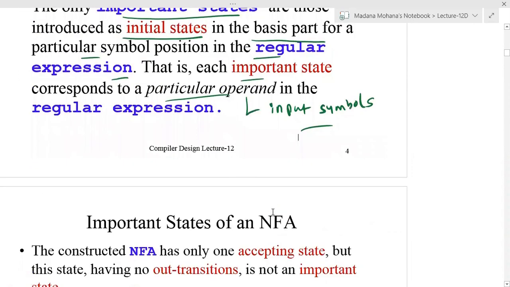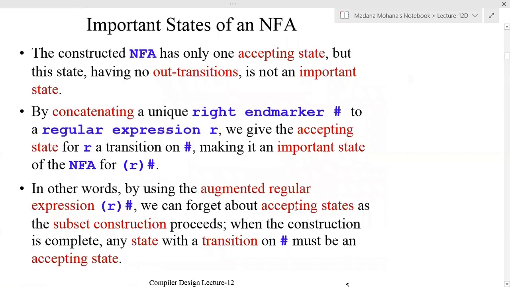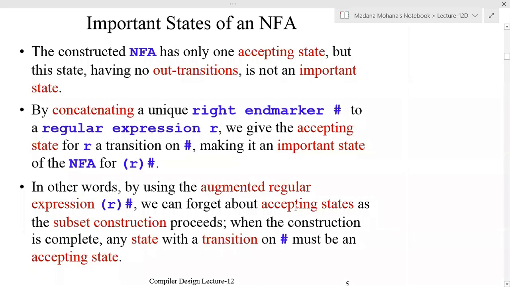The initial state and final state are, by default, important states other than these. Wherever input symbols are labeled, those input symbols are from the regular expression. The constructed NFA has only one accepting state, but it is a state having no out transition. So any final state is the end state, with no outgoing transitions generally. That's why this is not an important state. But as part of recognition of tokens, the final state is essential. So then how to make it an important state?